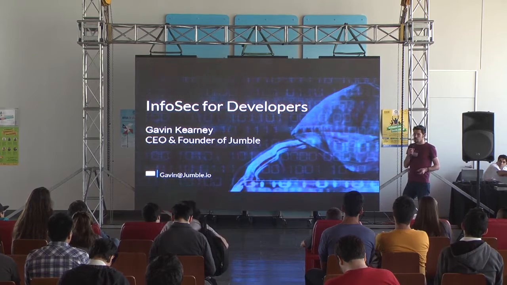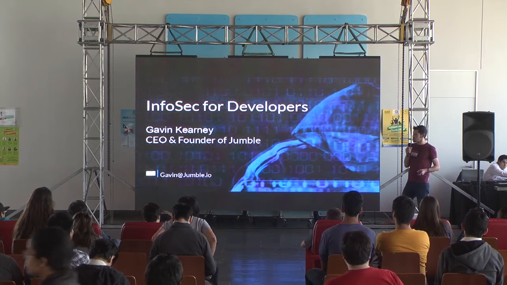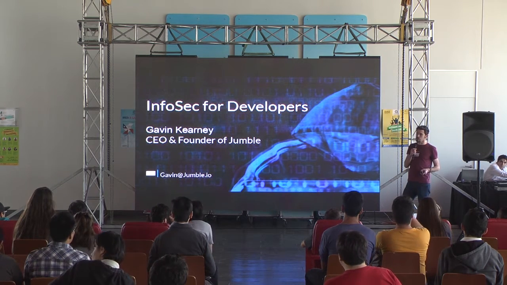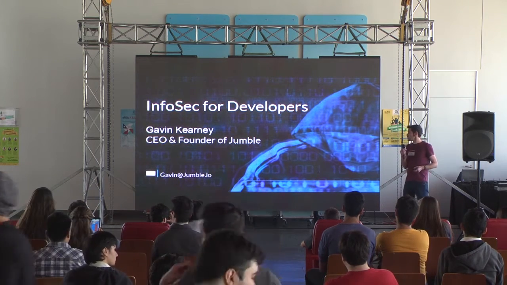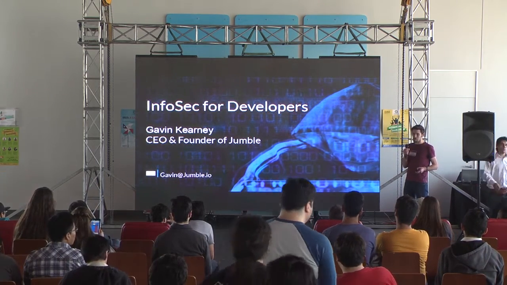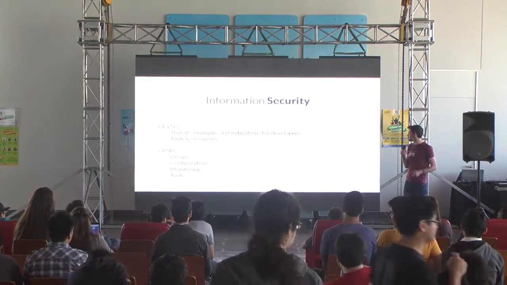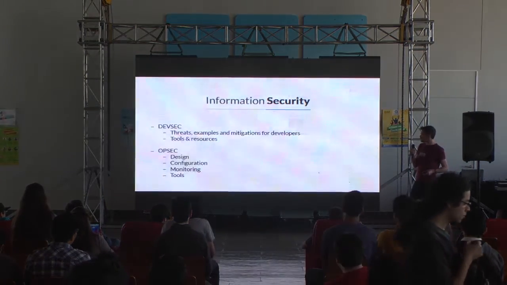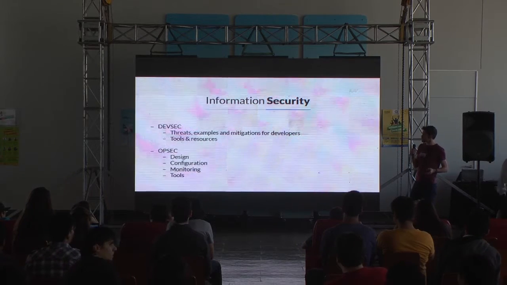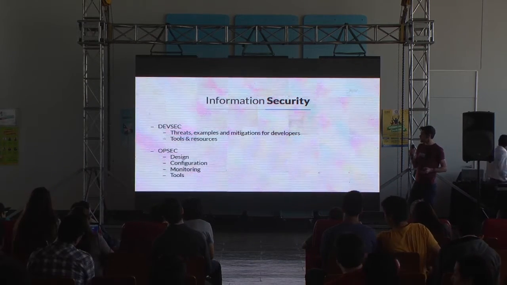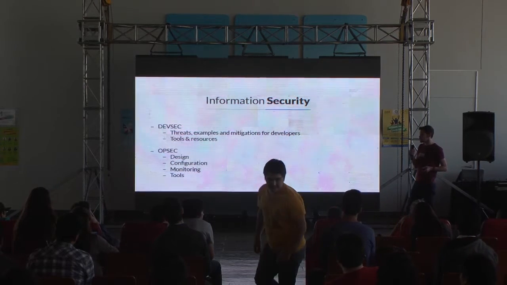I'm founder of an email encryption company called Jumble, and I'm going to talk about some information security topics, and it's going to cover developer security and operational security. This is a huge area of interest, so it's going to be very high level and very much an introduction, not advanced. So we're going to look at developer security, some of the major threats and hacks that people are facing and how to mitigate those. And also on the operational side, some design, configuration and monitoring, and then some of the tools and resources that you can use across both of those.